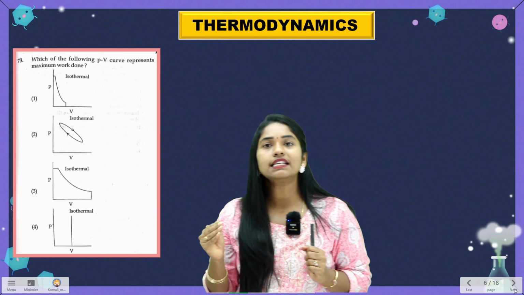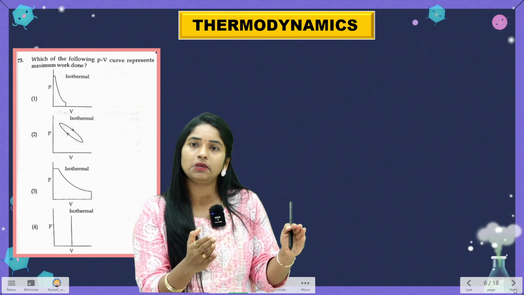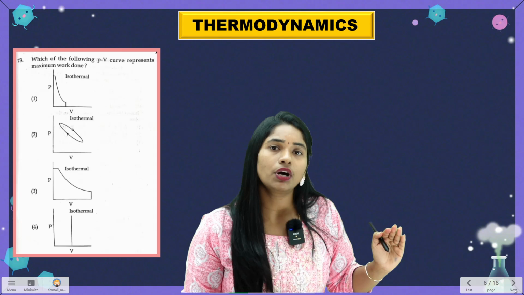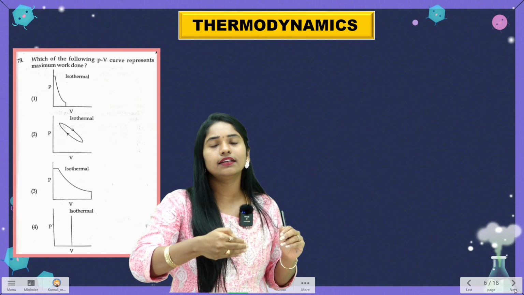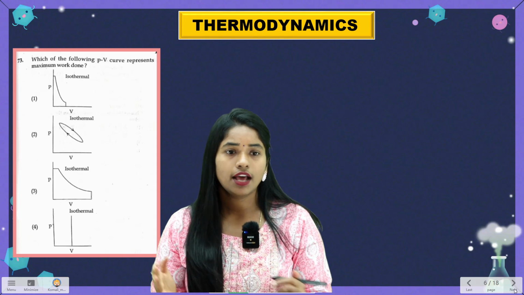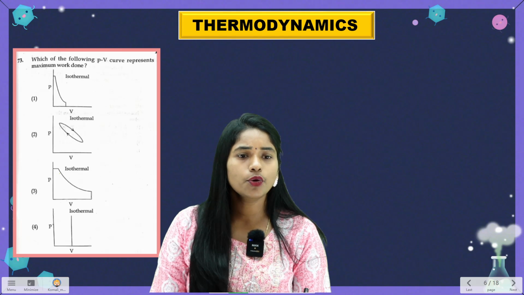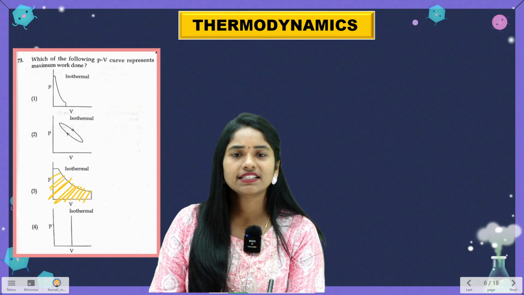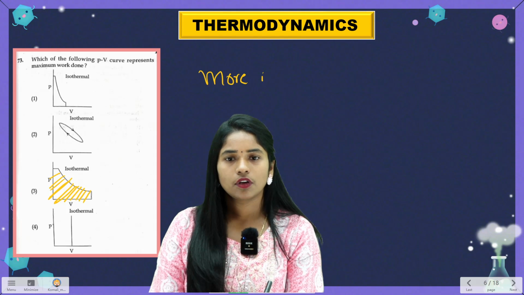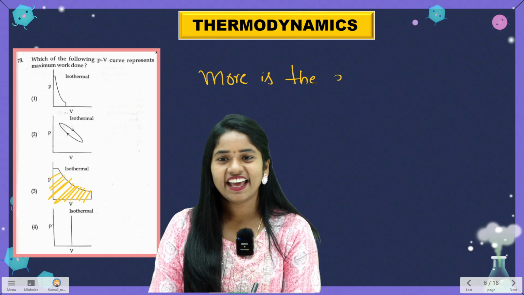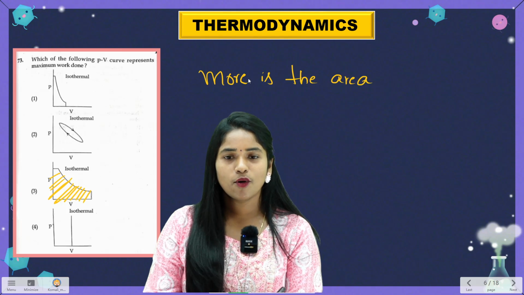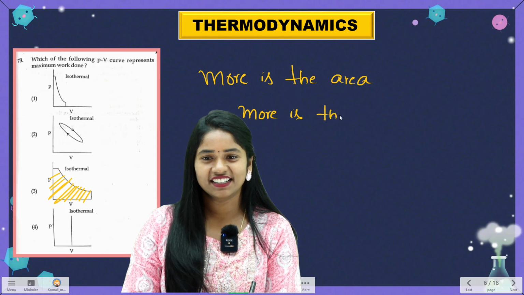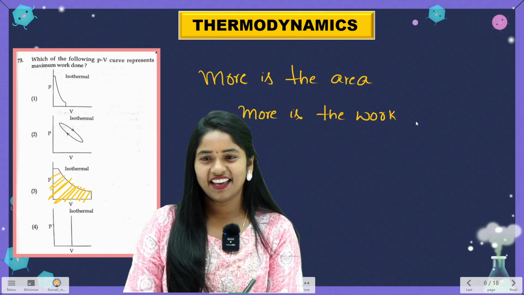Which of the following is the PV curve? I mean, which curve represents the maximum work done? What is the work done? How can we find out work done? More is the area under the curve, then more is the work done. So, in all the given options, you can see here, more is the area, more is the work done. This is my work done.